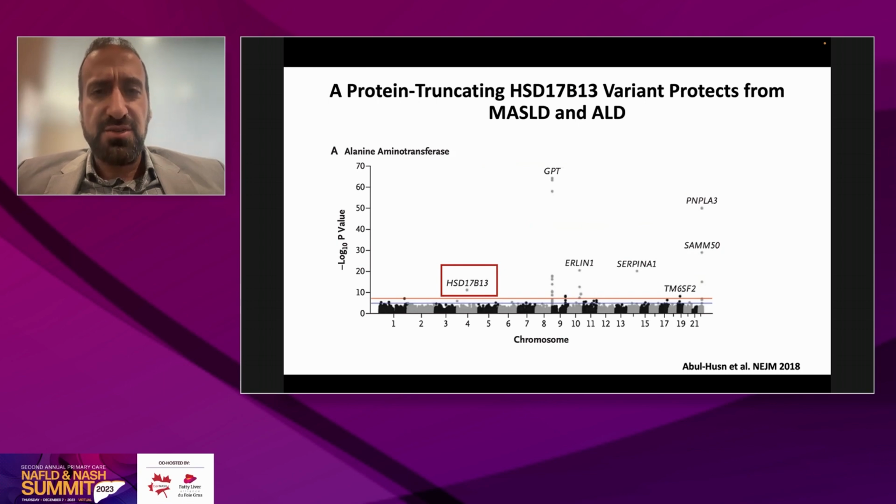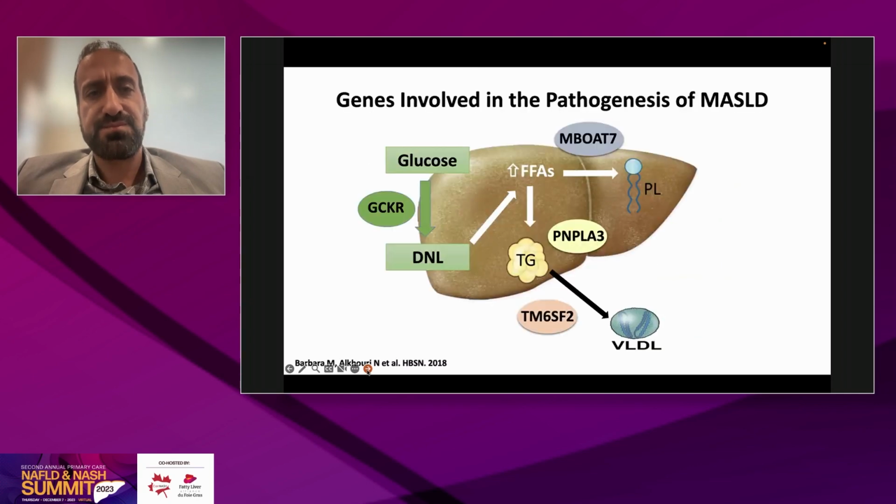Another important gene to know about is called HSD17B13. This was discovered in another genome-wide association study, a collaboration between Regeneron and the Geisinger healthcare system. And they actually discovered that a loss of function in this gene can be protective against elevated liver enzymes and the development of MASLD and alcohol-associated liver disease. So we have genes that can lead to progression of the disease and genes that can be protective.